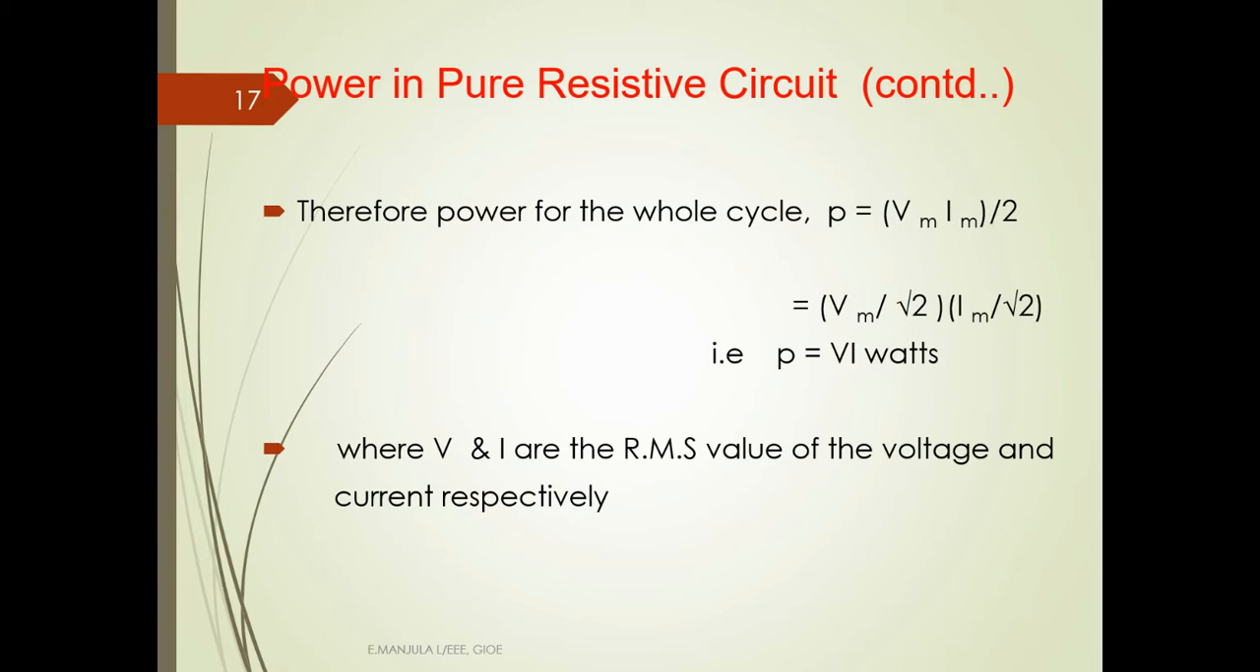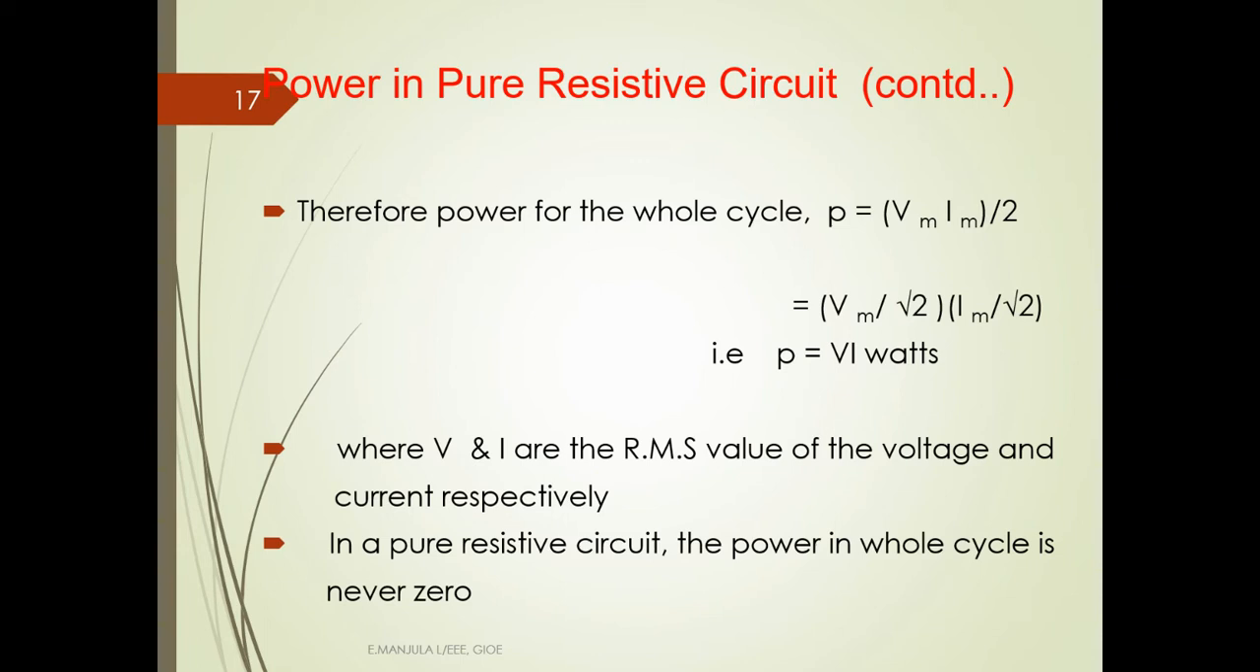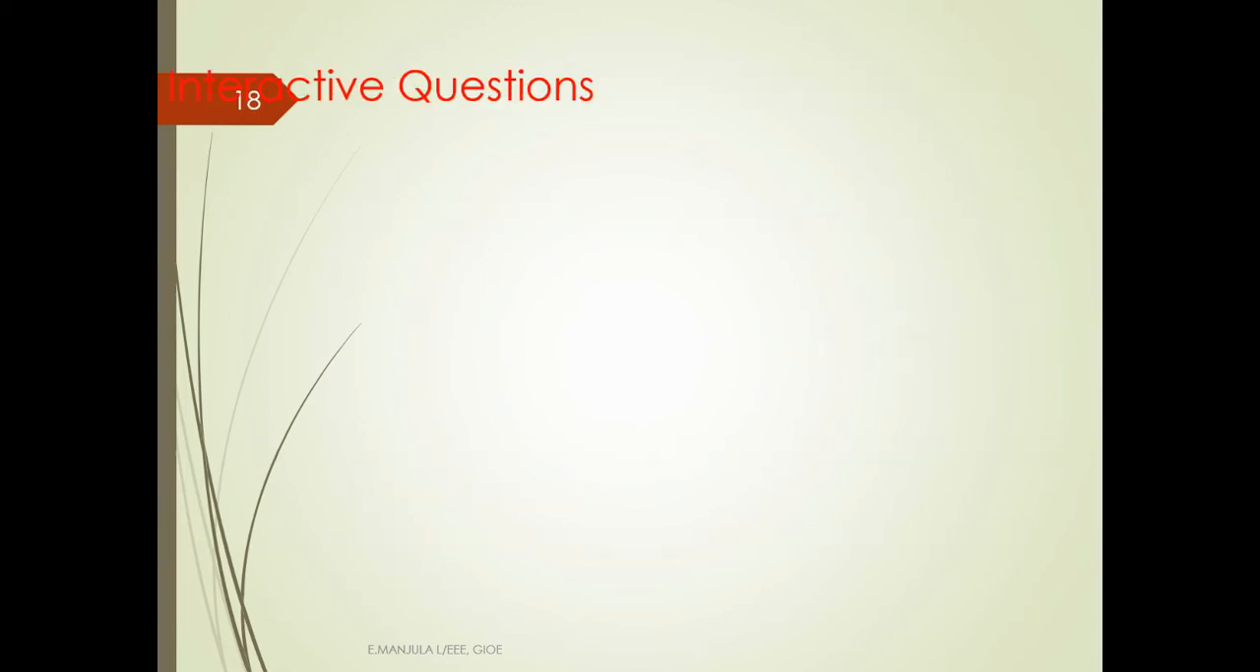We have already discussed the RMS. The RMS value is V maximum by root 2, so we are taking this directly as an RMS value. So the power is V into I, the RMS values of the voltage and current respectively. So in a pure resistive circuit, the power in the whole cycle is never zero.